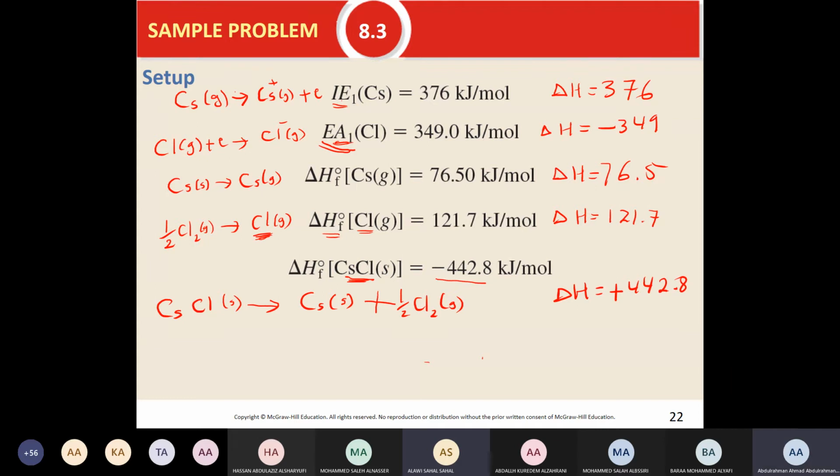I'll tell you why. Now, do you know how to do Hess's law? Yes. What do you do with Hess's law? You cancel anything that is available on both sides. Cs gas, is it available anywhere else? In the third one. Yes. Very good.